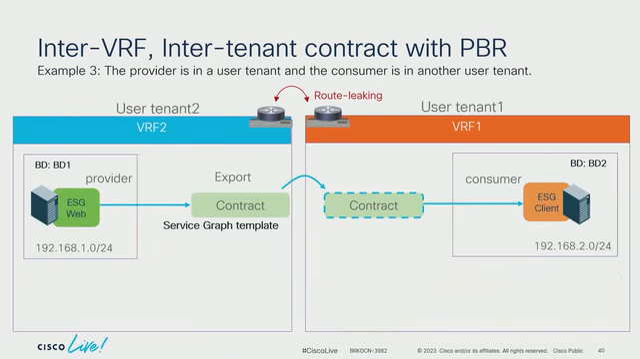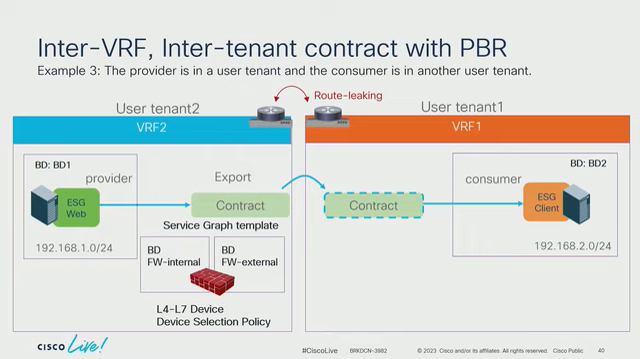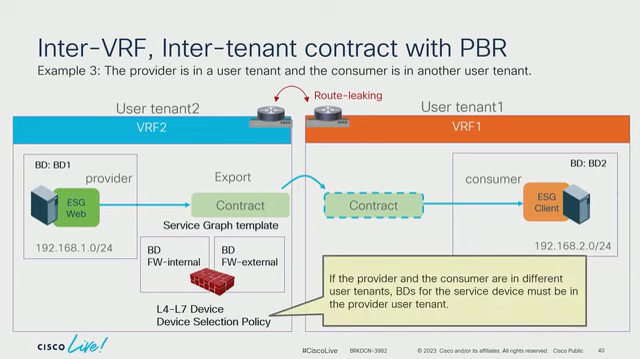The last example is both are user tenants. Let's say user tenant 2 is the provider where contract, service graph template, and L4, L7 device selection policy are configured. In that case, the BD must be in the provider tenant, because if it's in the other consumer user tenant 1, it's not visible from user tenant 2. So especially if it's between user tenant and another user tenant, you need to be careful which network you're going to use. So these are the considerations for inter-tenant PBR.